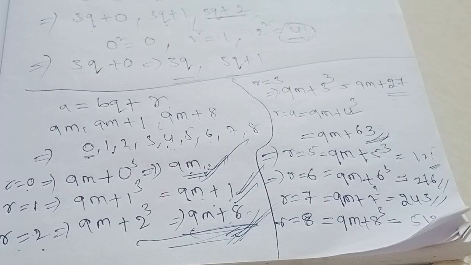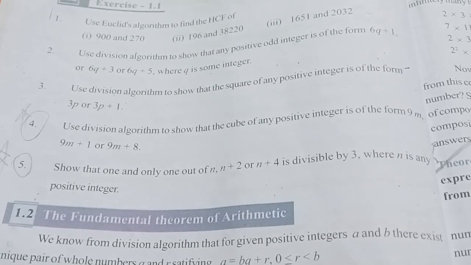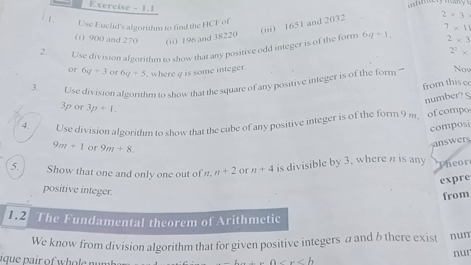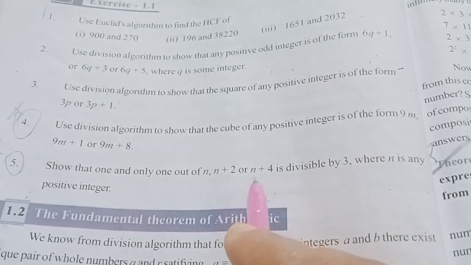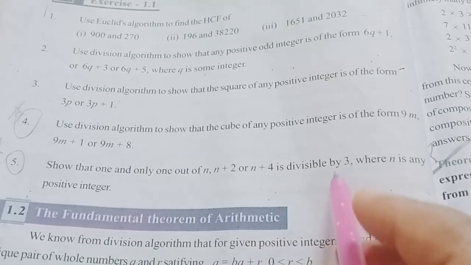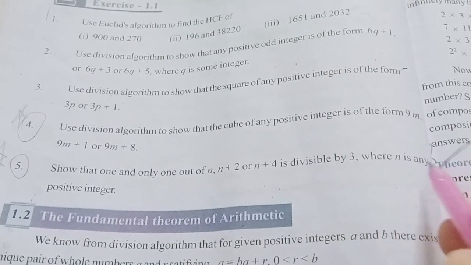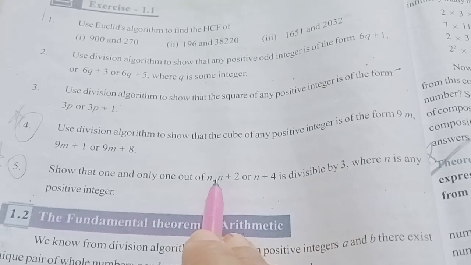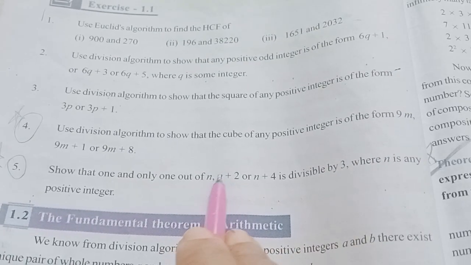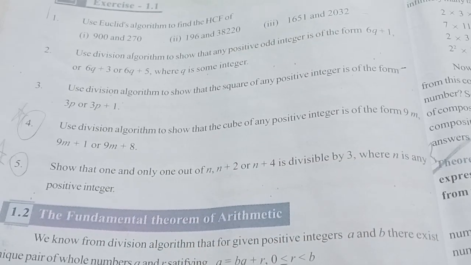Okay, next question, the fifth question. Show that one and only one out of n, n plus 2 or n plus 4 is divisible by 3, where n is any positive integer. n means quotient times 3 plus remainder. Okay, you can do that.